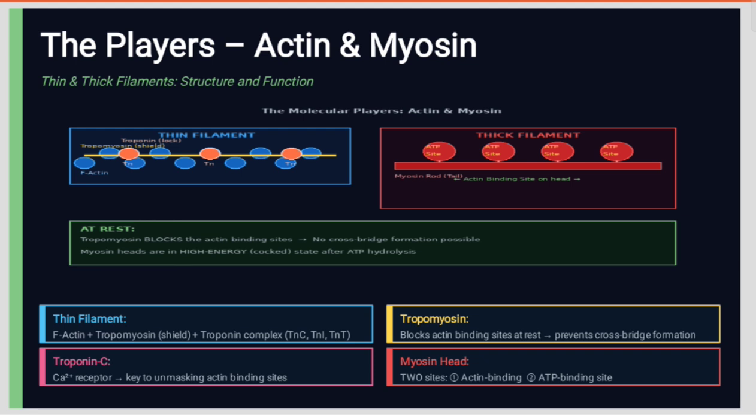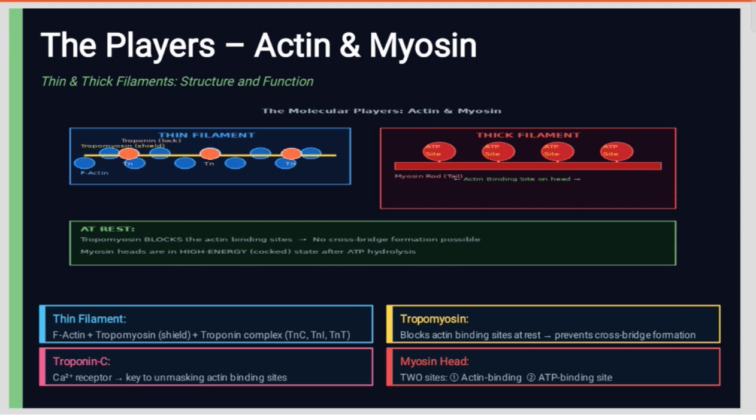At rest, the myosin head is already loaded. It has undergone ATP hydrolysis and is in the cocked, high energy state, holding ADP plus Pi. It is ready to fire, but the actin binding site is blocked by the tropomyosin.